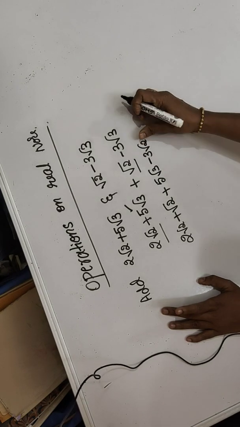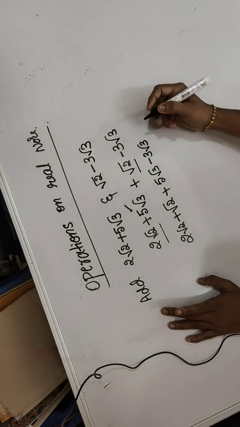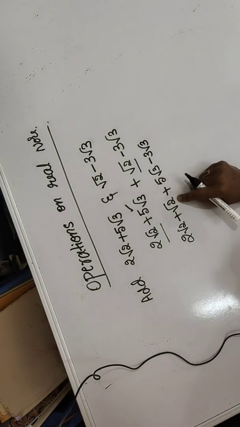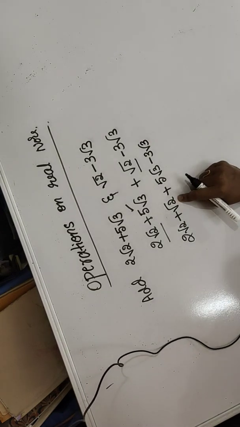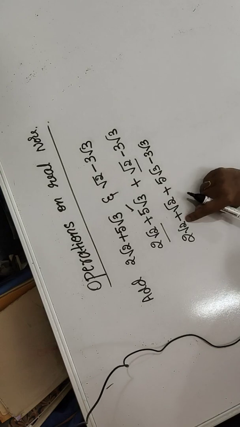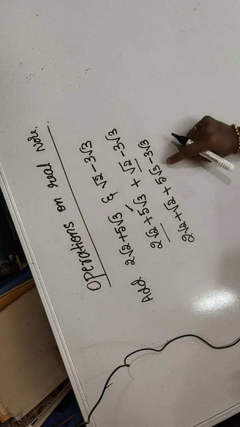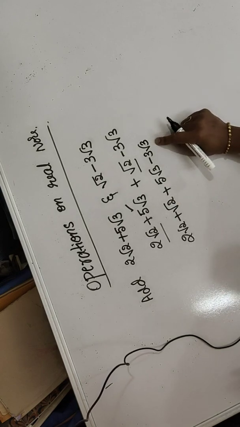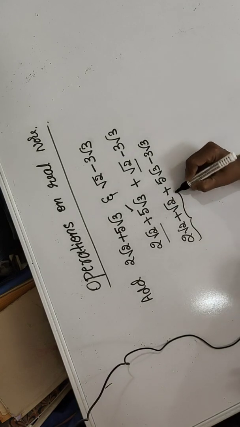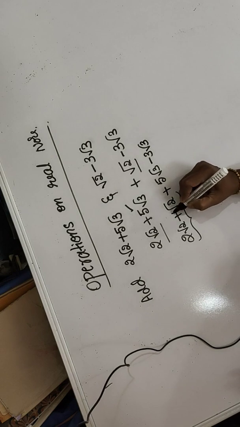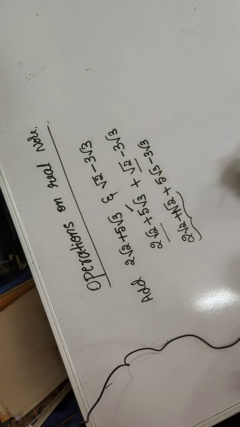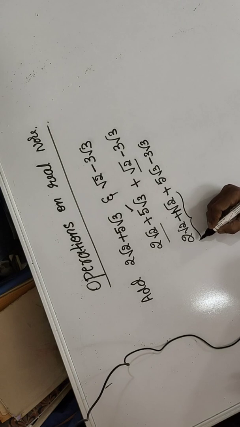One thing you must remember while adding and subtracting: inside the root, what number is there, that must be same. Otherwise you cannot add them; here they are the same. Here there is no whole number, so it is 1. Okay, if it is not there, it is 1.